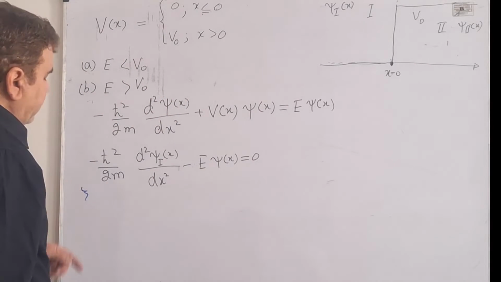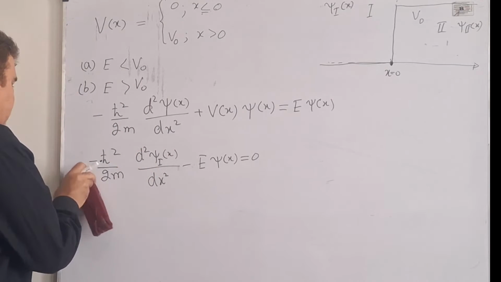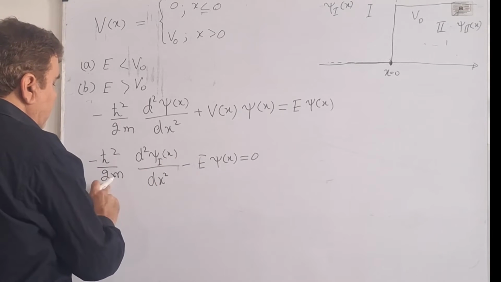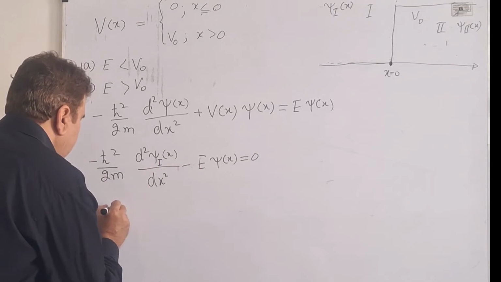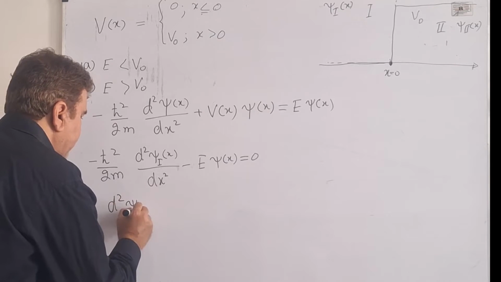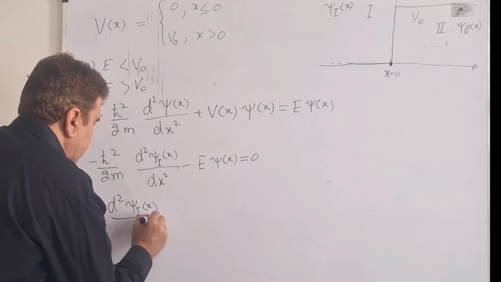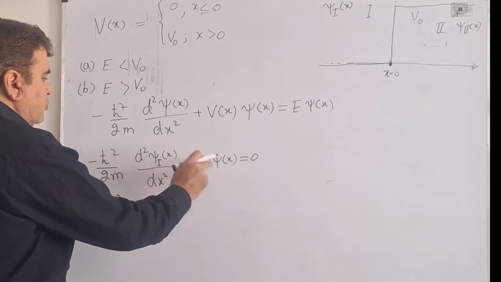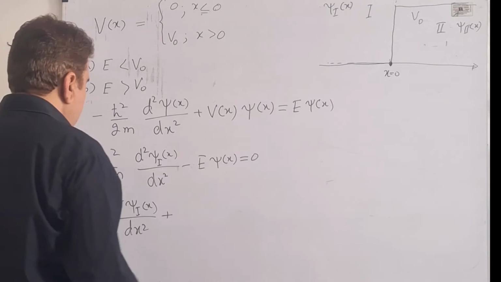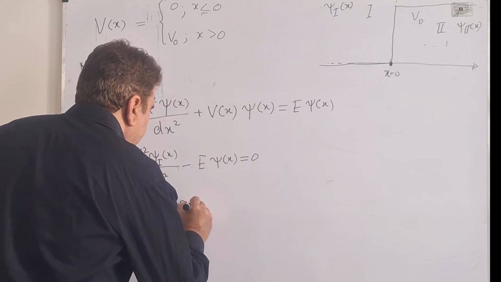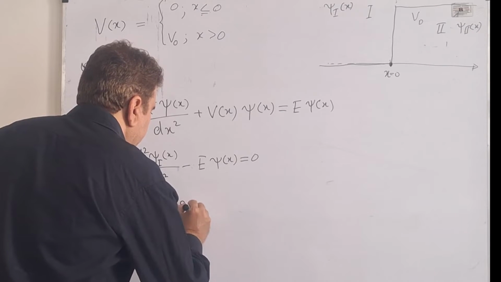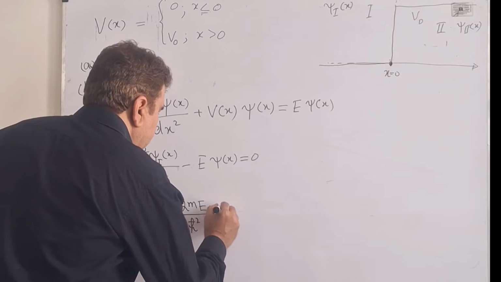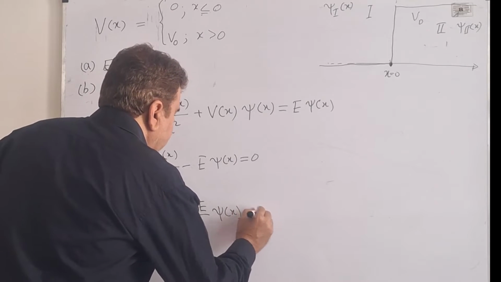I can remove the negative sign by multiplying the whole equation with minus, and I want to combine this term with the energy. Therefore, I put the equation into this form, d squared psi(x) divided by dx squared plus, because I'm multiplying with minus, so both terms would become plus, and then I can write 2mE divided by h bar squared psi of x equals 0.